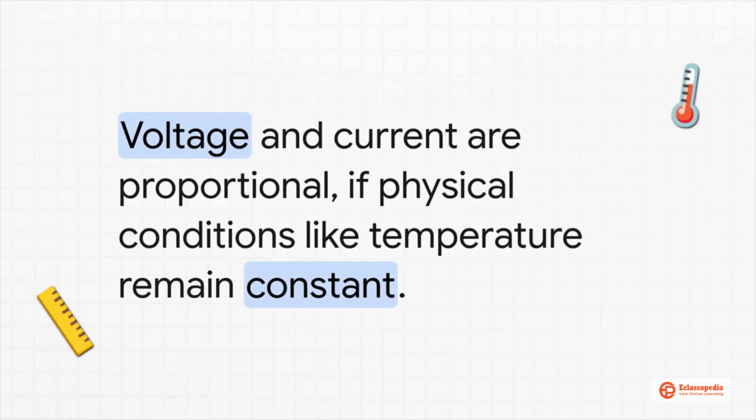This brings us to what is probably the most famous rule in basic electronics, Ohm's law. It states that the voltage across a conductor is directly proportional to the current flowing through it. That gives us the classic formula, V equals I times R. So, simply put, if you double the voltage push, you double the current flow. But there's a massive caveat here that almost everyone forgets. This only works if the physical conditions, especially the temperature, remain perfectly constant.